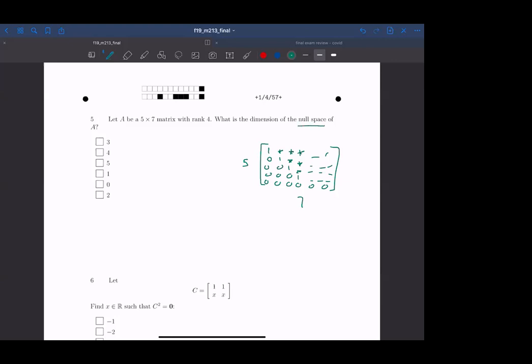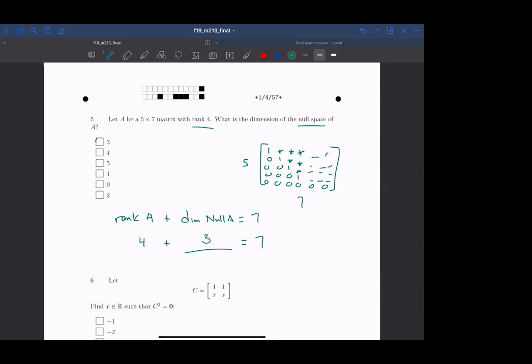So remember, we have the rank theorem, and the rank theorem tells me that the rank of a matrix plus the dimension of the null space of that matrix has to be equal to the number of columns. So in this case, I have 7 columns, and I'm told that my rank is equal to 4. So what does that tell me? The dimension of my null space has to be 3.